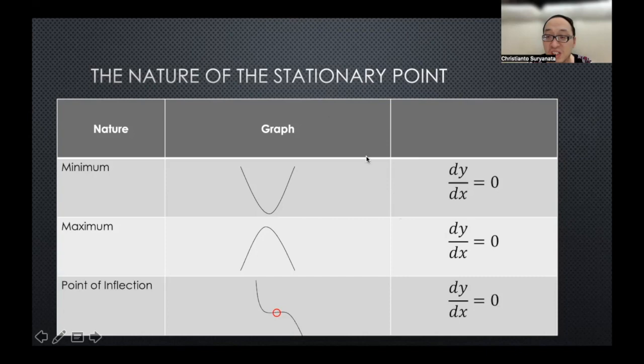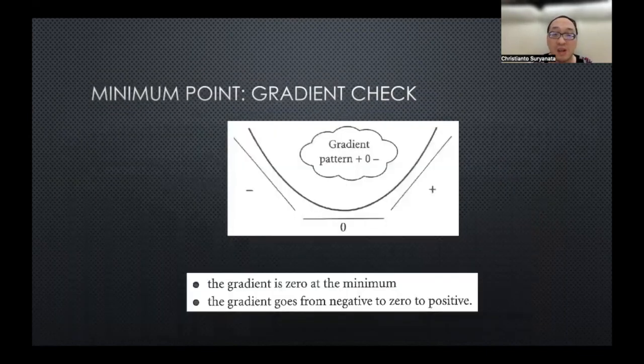So for the stationary point, we have 3 natures. We have minimum, maximum, and point of inflection. Now, how do we define the minimum or maximum or point of inflection?